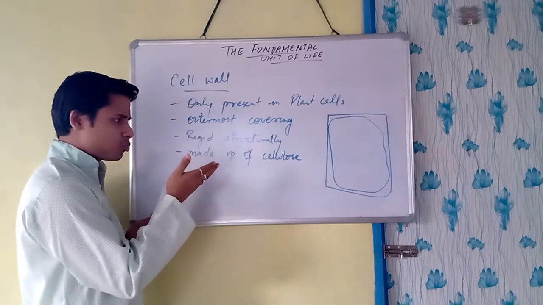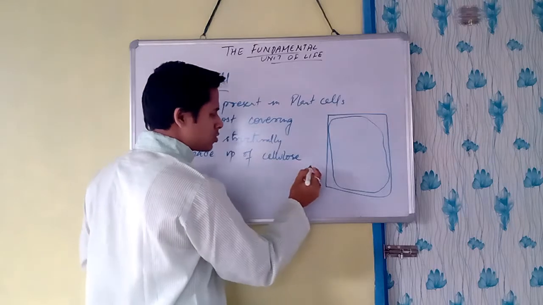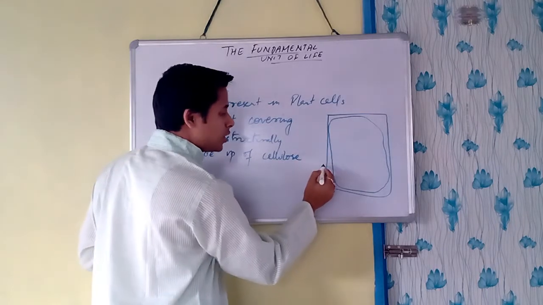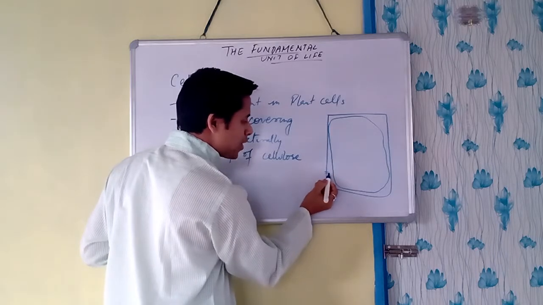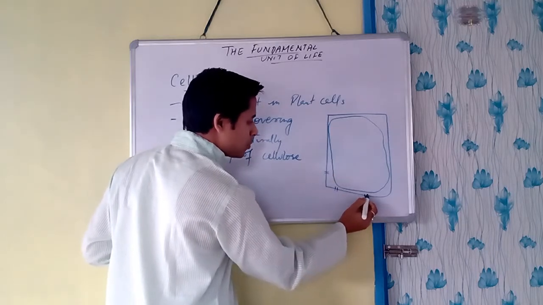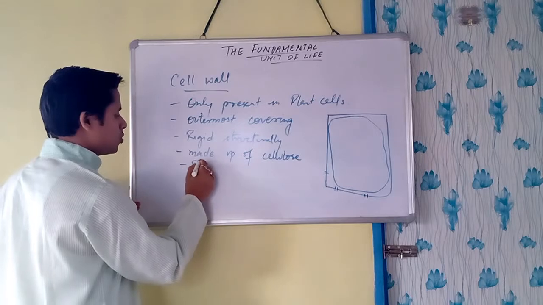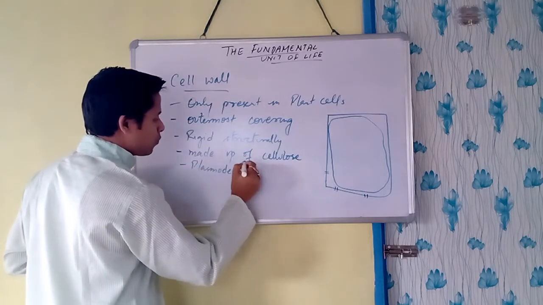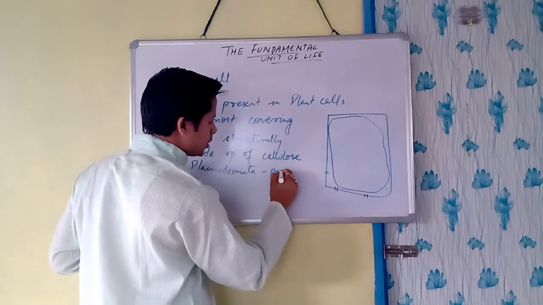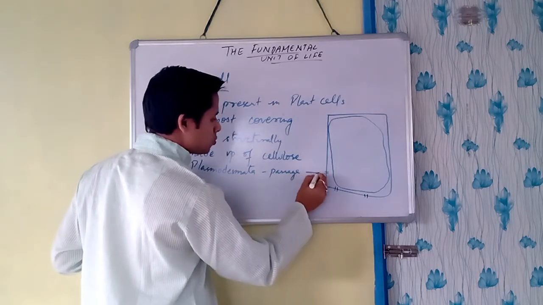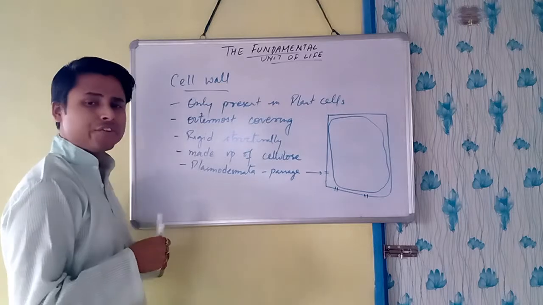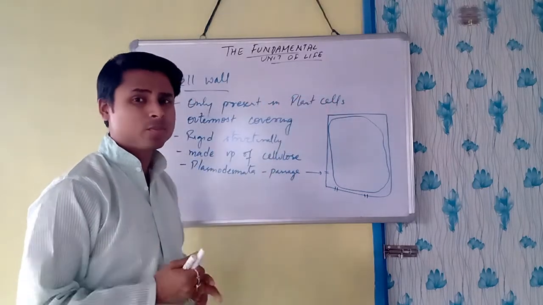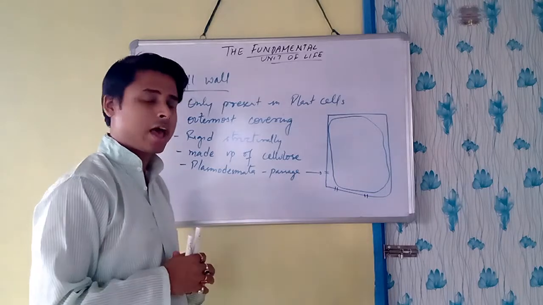Now, materials from the outer environment have to enter the cell. That's why the cell wall has a passage, and this passage is known as plasmodesmata. So through this passage present in the cell wall, the entry and exit of materials takes place, and then the plasma membrane, being selectively permeable, controls it.